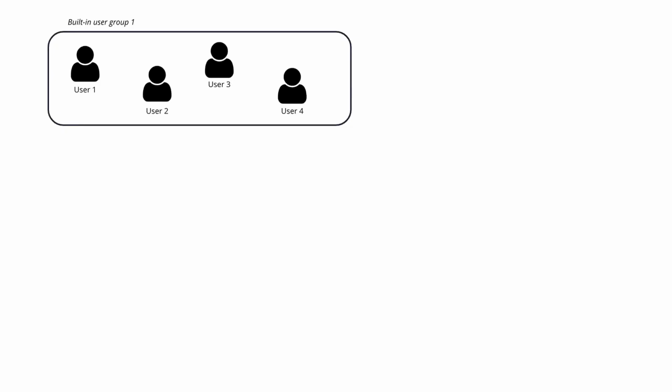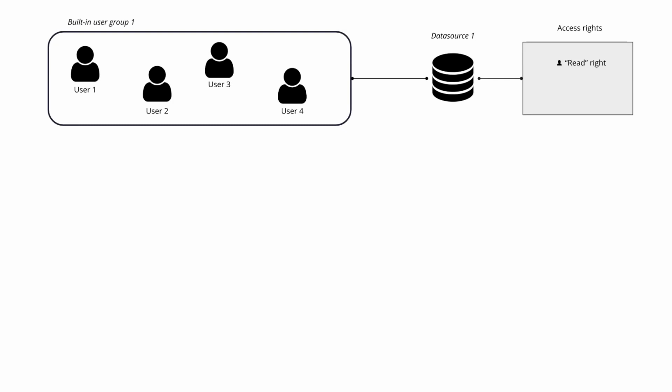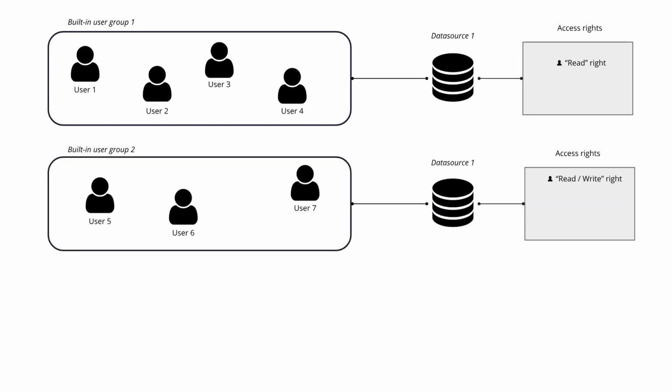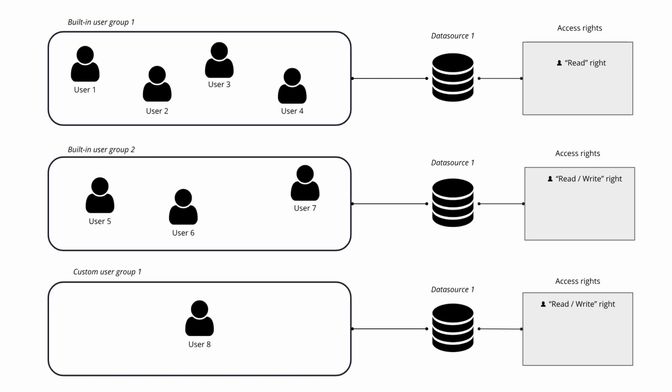Linkurious Enterprise relies on a group-based access rights model. Each user belongs to a group. These user groups guarantee different access rights and are specific to each data source. Linkurious Enterprise offers built-in groups with predefined rights. You also have the possibility to create custom groups.